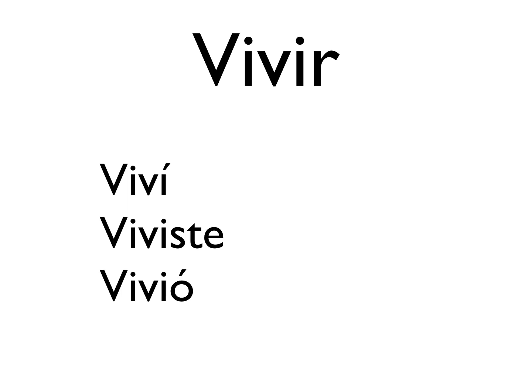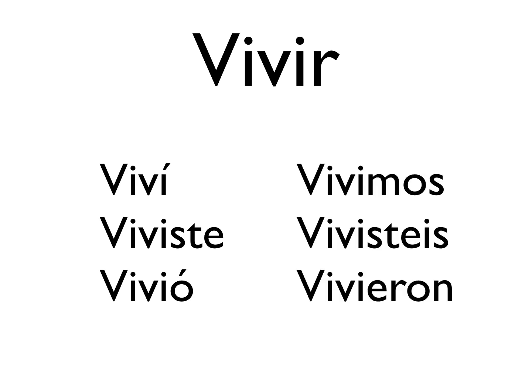Okay, so here we go. Viví, viviste, vivió. Note the accents on the first and the third person. Vivimos, vivisteis, vivieron. I lived, you lived, he, she, or it lived, we lived, you plural lived, and they lived. So you've just inserted your ending successfully. Well done. Okay, so comer, to eat.